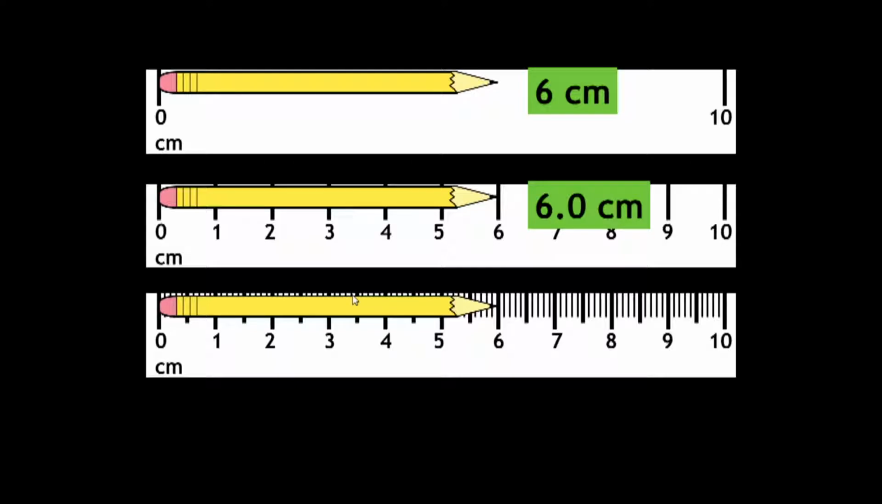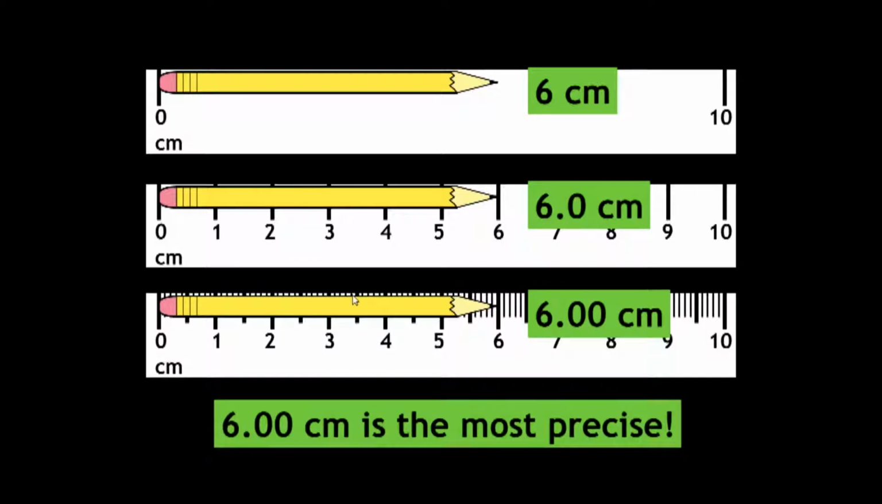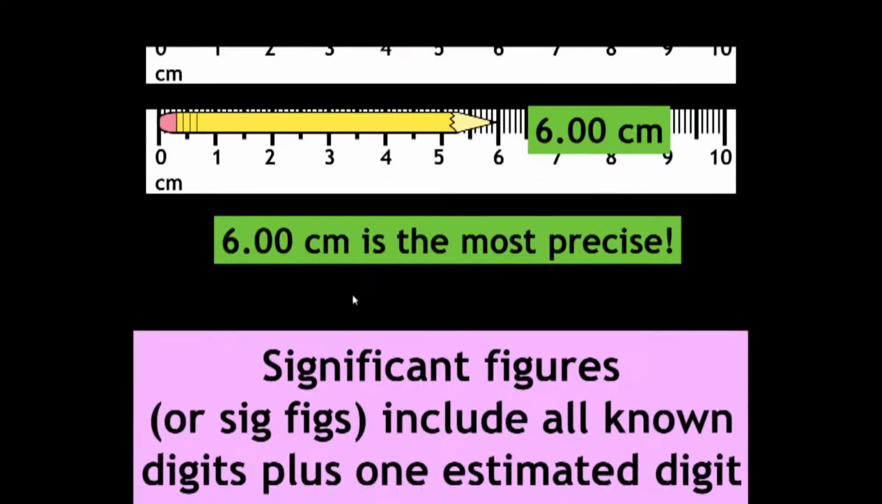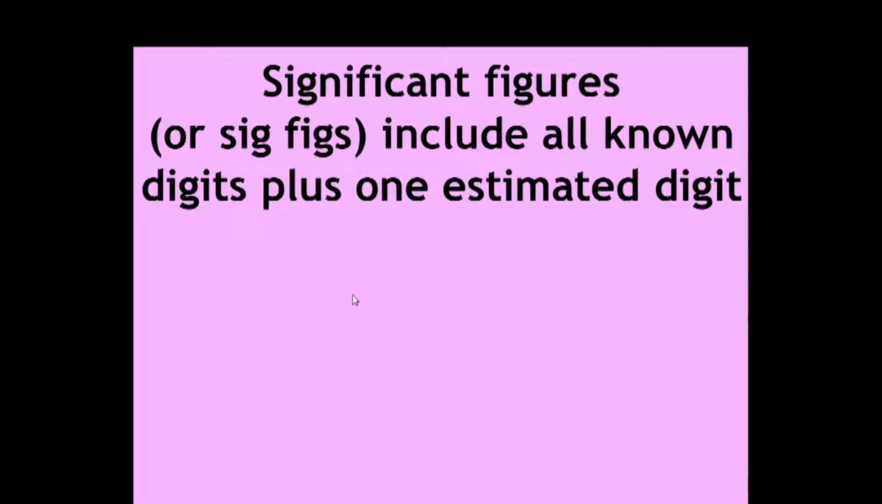So, can you guess from this third ruler, if we're going now out to the 100th place with our final digit, how this particular pencil would be measured? Hopefully you said 6.00 centimeters. Okay, so that is the most precise of the 3 measurements. I'm not changing the value. It's still considered 6 on a calculator, but in a science class, 6.00 is a different number than 6.0 or just 6. And that leads us to our next discussion, which is significant figures.